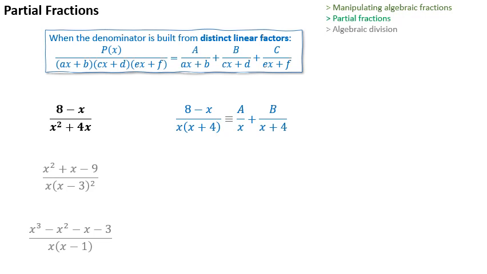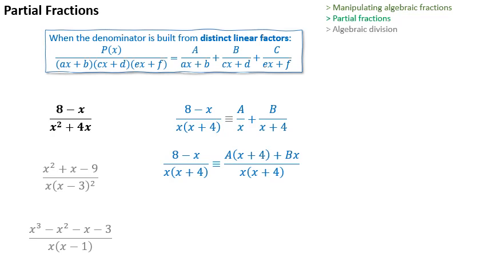It's important also to notice for this one, we're looking at a proper algebraic fraction. In other words, the order of the top is linear, so it's a polynomial of order 1, is strictly less than the order of the bottom, which is quadratic, so it has order 2. So we say that 8 minus x over x times x plus 4 may be identical to some combination of fractions with denominators of x and x plus 4.